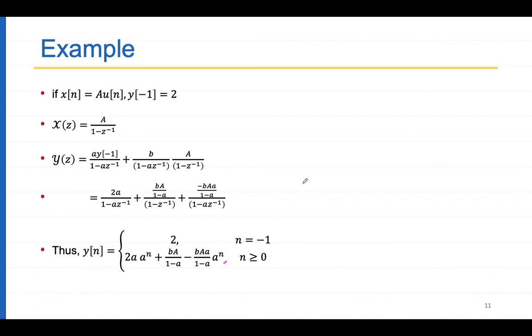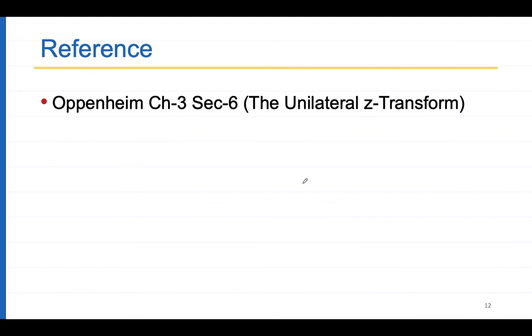So this is an example to see. Basically, whenever we have an LCCDE, to solve it, we have to consider two things. One thing is the initial conditions, the initial disturbance, which will slowly die out or amplify, whatever, which will have an effect on the evolution of the system for n greater than or equal to 0. And the second part is, with zero initial conditions, the effect of non-zero input. So the reference for this part is Oppenheim chapter 3 section 6, the unilateral Z transform.